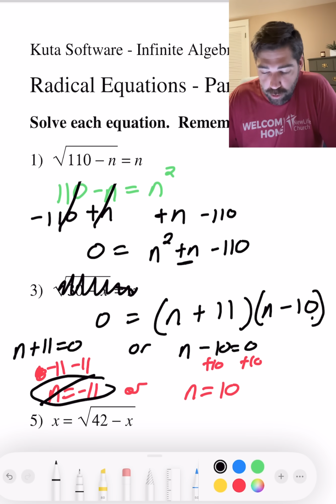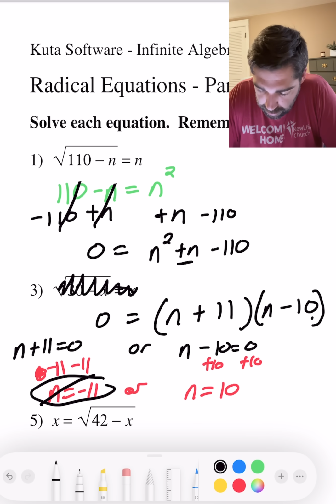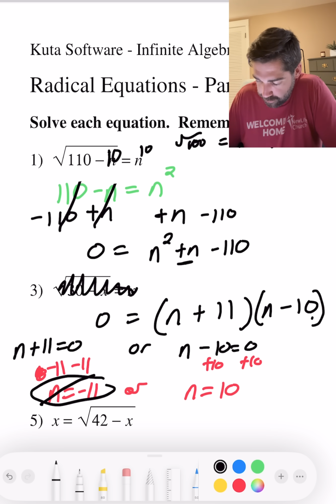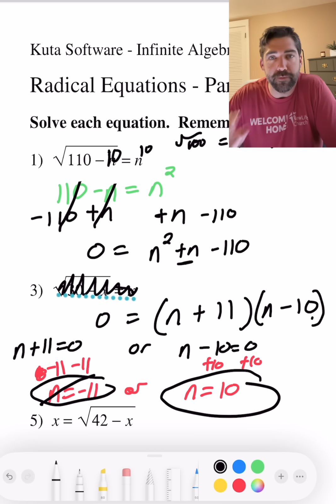But the positive 10, we can check it out. So let's check it out. Let's plug in positive 10 right here. So 110 minus 10, that is the square root of 100. This is supposed to be 10. Does that equal 10? Is this true? It is true. That is our answer. Final answer. See you next time.